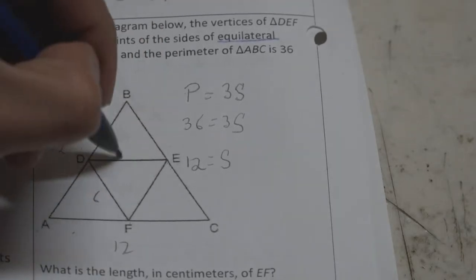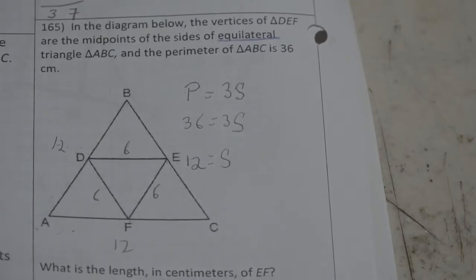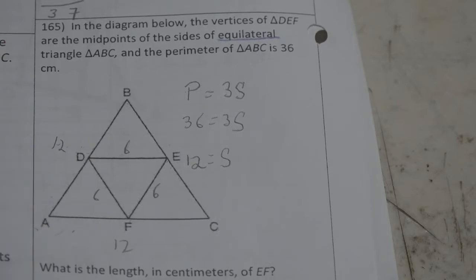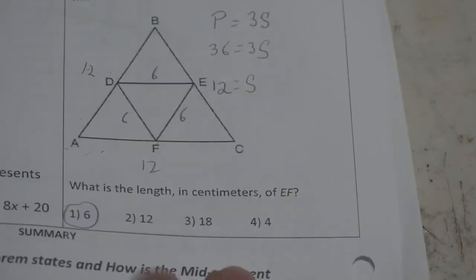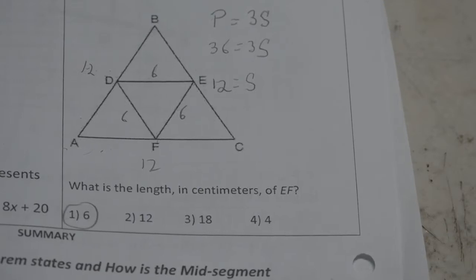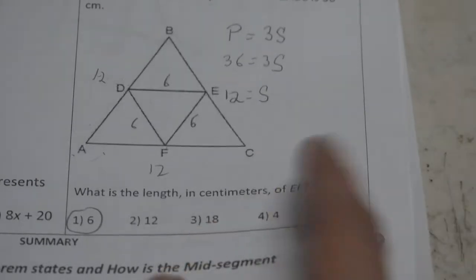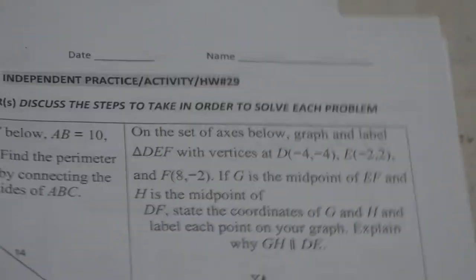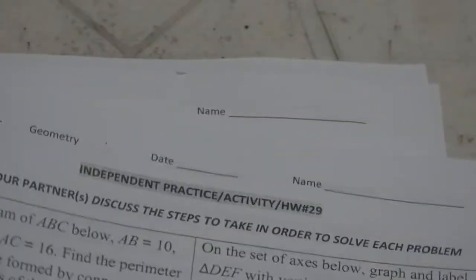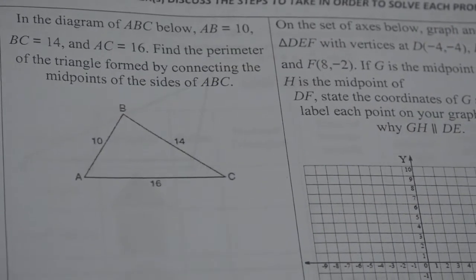Therefore, this is 6, 6, 6. Makes sense? So now, what is the length in centimeters of EF? 6. There you go. Okay, let's move on to our next problem. And you see how I'm showing work? I expect you to show work as well. Unless you're not my student. Even if you're my student, it's nice to show work. All right. So again, another problem. I know, practice makes perfect.